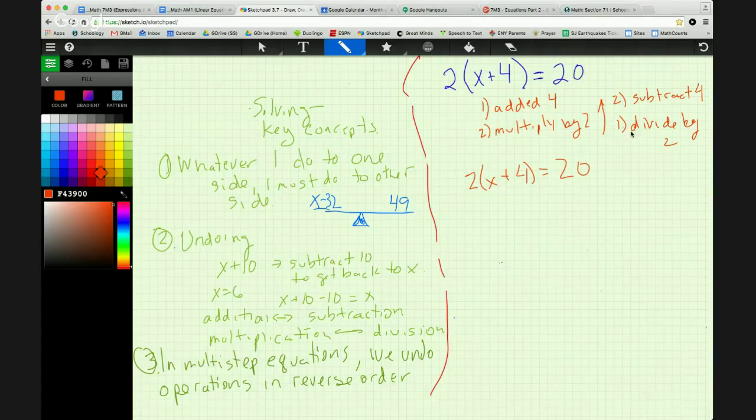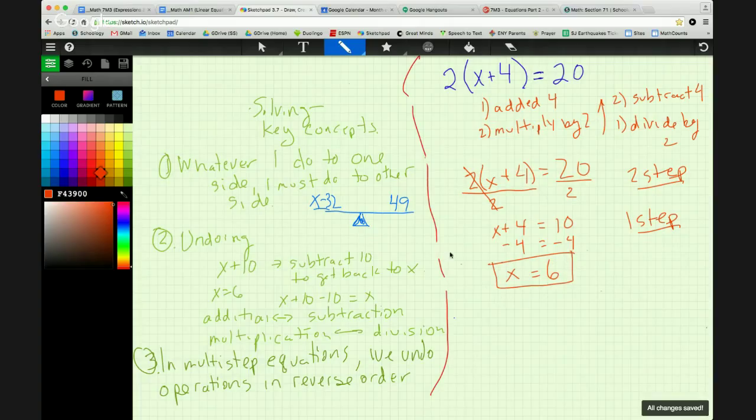So the first thing I need to do to undo is divide by 2. And that will get rid of my 2, and I'm left with x plus 4. 20 divided by 2 is equal to 10. I divided both sides by 2, so I've still got a nice equality. Now I had a two-step, and now I have a one-step equation. What undoes addition? Well, subtraction. So we're going to subtract 4, and I get x is equal to 6.